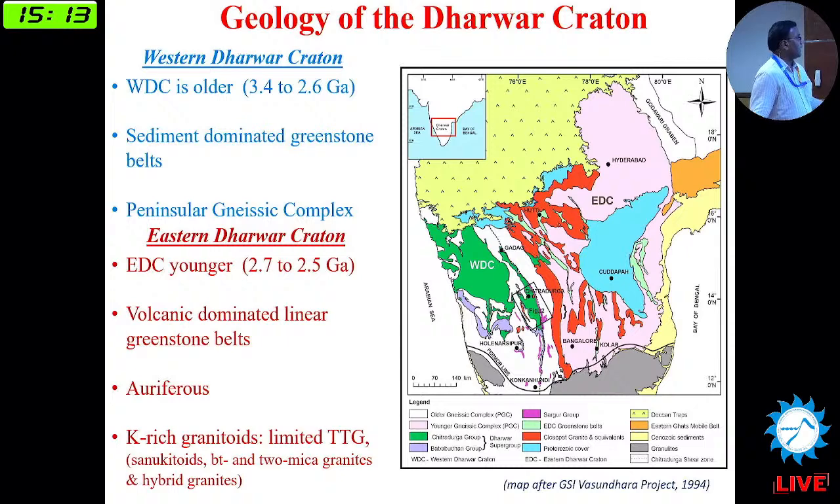In terms of composition, the granites here are more potassic, whereas the TTGs are sodic, and there is very limited TTG, which occurs as enclaves. These granitoids are classified and characterized into sanukitoids, biotite and two-mica granites, and hybrid granites. So this is the broader crustal view of the Dharwar geology.